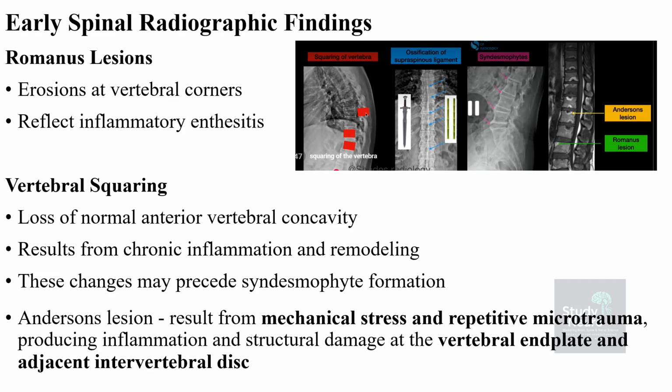They matter clinically. An Anderson lesion, also known as a discovertebral lesion, is different. It results from mechanical stress and repeated microtrauma, particularly in a spine that has become rigid, causing inflammation and structural damage involving the vertebral end plate and the adjacent intervertebral disc.